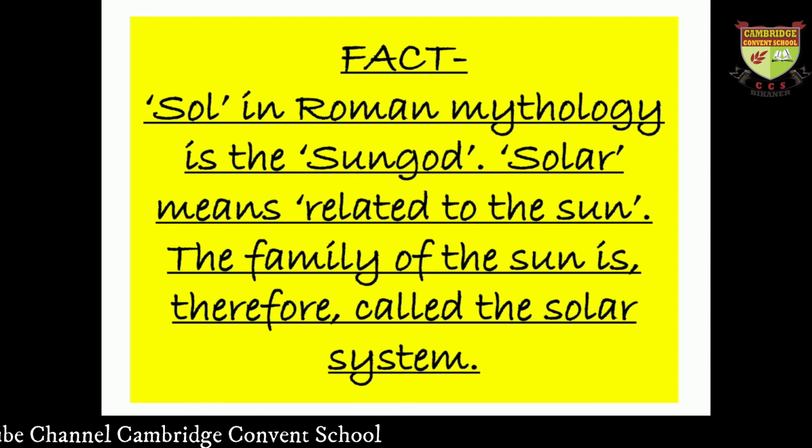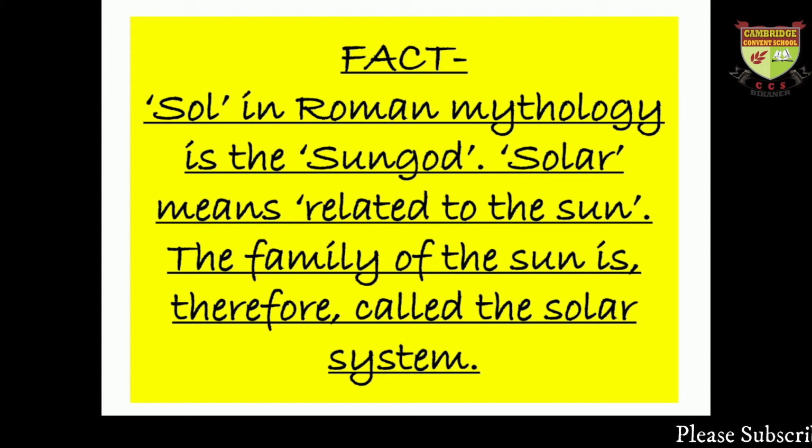Here is a fact about how the word solar is derived. Sol in Roman mythology is the sun god, and solar means related to the sun. So the family of the sun is therefore called the solar system. That is basically how the word solar is derived.